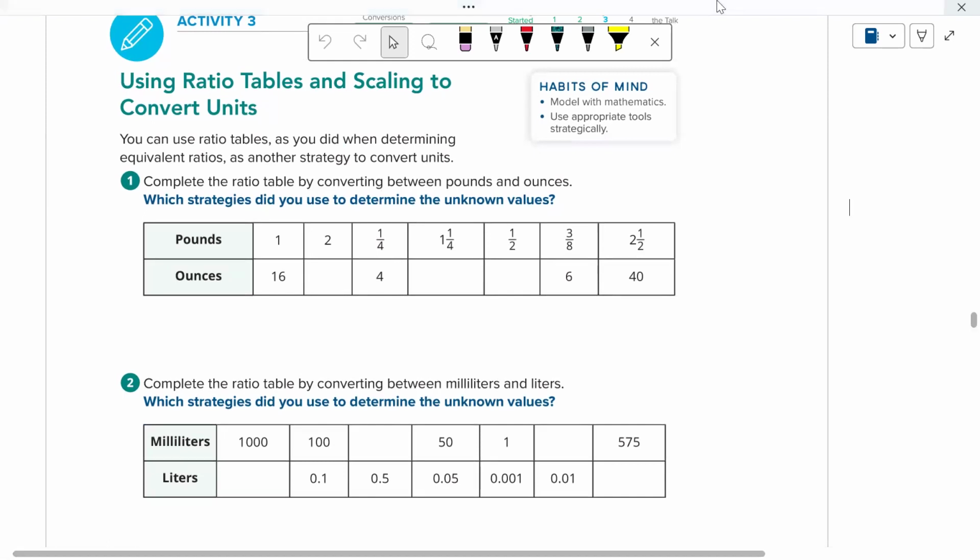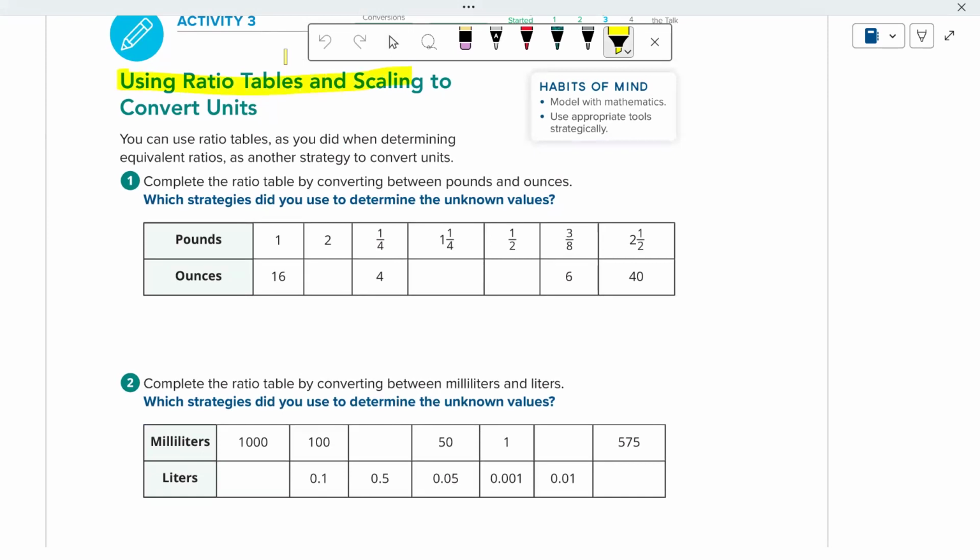All right, we're going to use ratio tables. We're going to use ratio tables and scaling to convert units, something we've done with ratios before, nothing different. It's just different ways to look at it. So let's look at a couple things. Like we said before, we can set this up as a proportion. We can set it up as a ratio as well. It's no big deal.